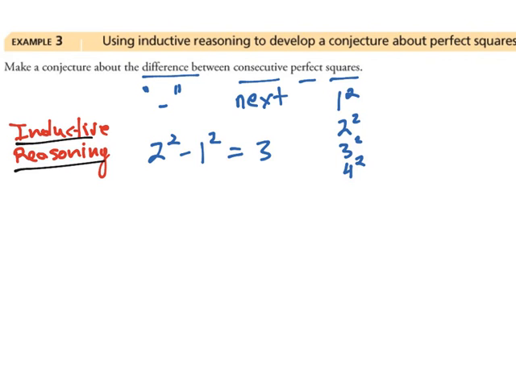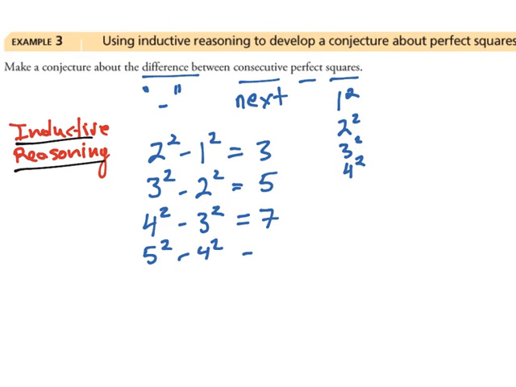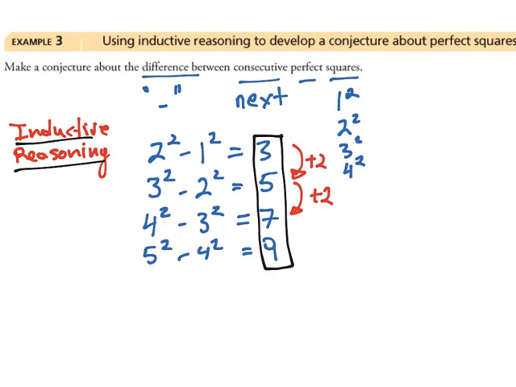Keep going with the next pair, which is 5. The next pair, and that is 7. The next pair, and that is 9. So here is our pattern. Notice that the numbers increase by a value of 2. That's one way to look at the pattern.